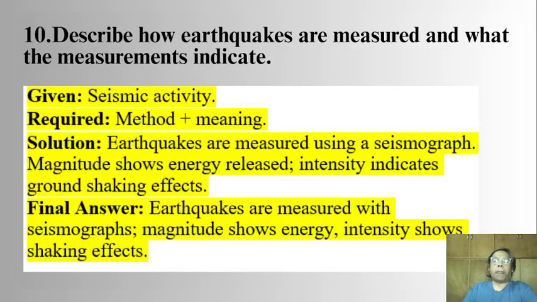Number 10. Describe how earthquakes are measured and what the measurements indicate. Given: seismic activity. Required: method plus meaning. Solution: earthquakes are measured using a seismograph. Magnitude shows energy release. Intensity indicates ground shaking effects.